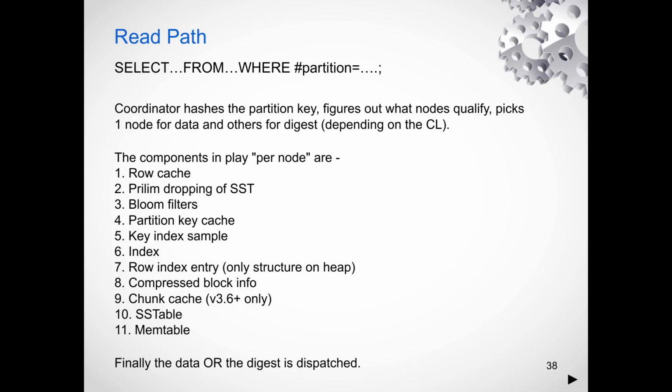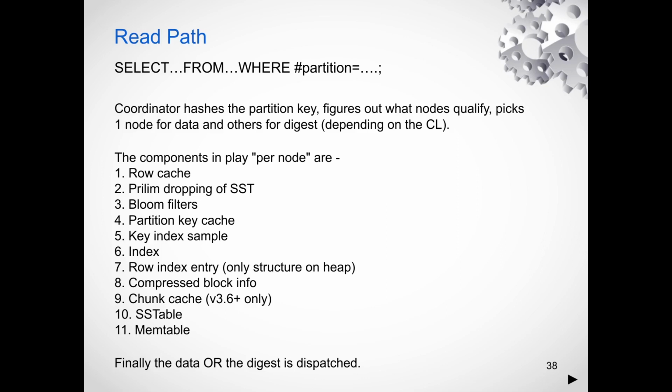So the components in play are row cache. We want to make some initial estimates. What are the SSTables that may not have the data? So get rid of those. Then we want to find out, slightly more intelligently, what are the SSTables that are not likely to have data. So we want to eliminate those as well. So after the elimination process of 2 and 3, whatever SSTables are remaining, you really don't want to touch them unless you are absolutely sure it contains the data, which is where the partition index and key index would play a role.